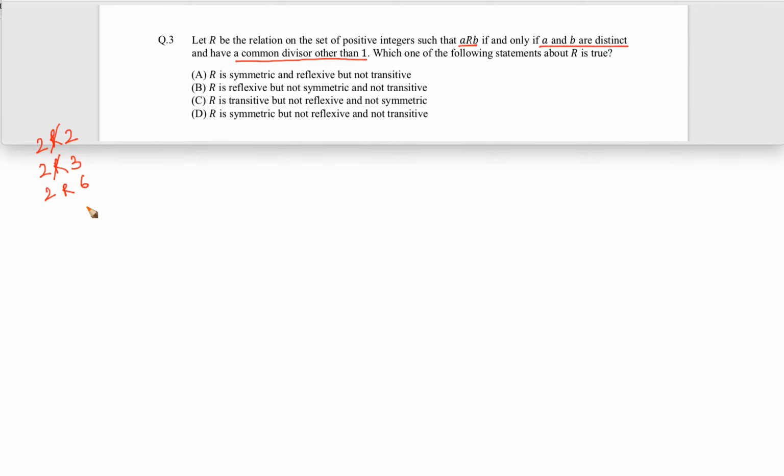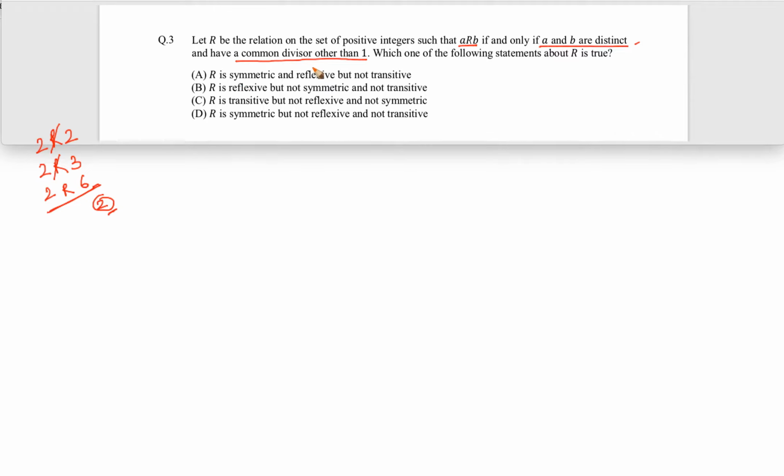So here they are in relation. Why? Because they are distinct, so this condition is satisfied. They also have a common divisor other than 1. What is that common divisor? That common divisor is 2. So 2 divides 2, and 2 divides 6. Other than 1 they have a common divisor, so both conditions are satisfied, and that's why 2 and 6 are in relation, right?